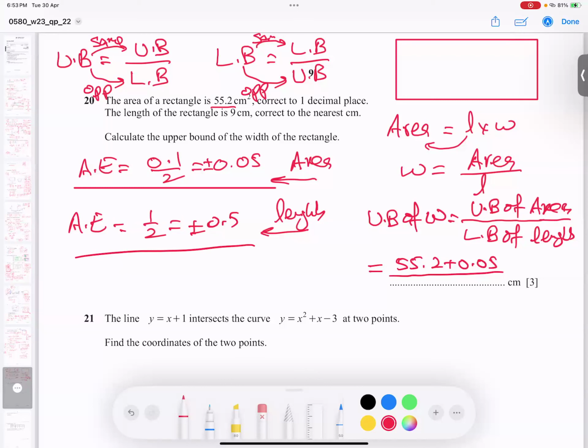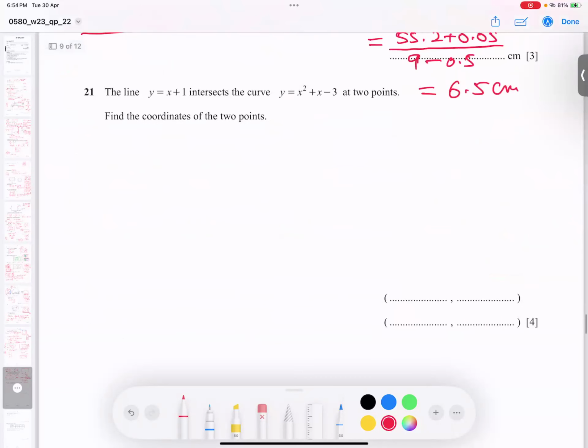So now, if I'm looking for the lower bound of length, I will subtract, not add. What is the length? Normally 9. And from 9, I will subtract 0.5. One minute, please, let me type this in the calculator: 55.2 plus 0.05 divided by 9 minus 0.5. And the answer I'm getting here is 6.5. So 6.5 centimeters is our answer. I believe you got the point very clear. I explained both formulas to you.